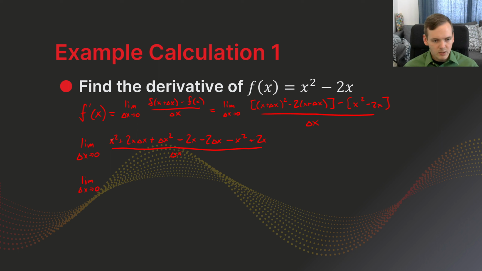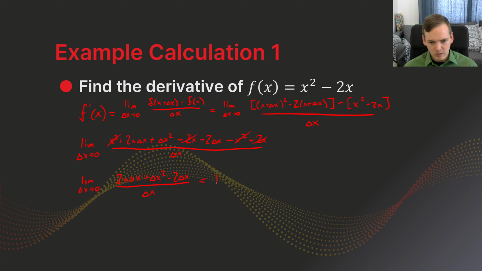We can look at anything that'll cancel. So this x squared will cancel with this x squared. The negative 2x and the positive 2x will cancel each other out. And we're left with the following: 2x delta x plus delta x squared minus 2 delta x divided by delta x. And now you'll notice all of these terms share a delta x, so we can factor out, divide delta x by delta x, get it equal to 1.